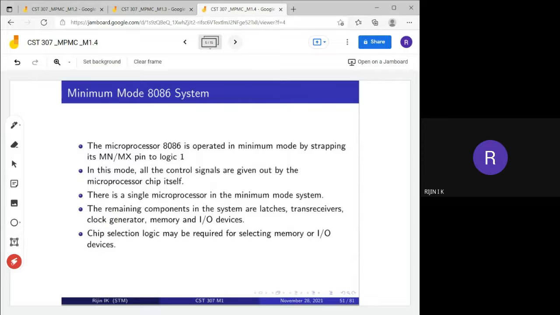Okay, so the next one is the minimum mode 8086 system. We are going to study the actual working of minimum mode in 8086. As we have already studied, there are two modes, that is minimum mode and maximum mode. So what is minimum mode? What was it? Anybody?